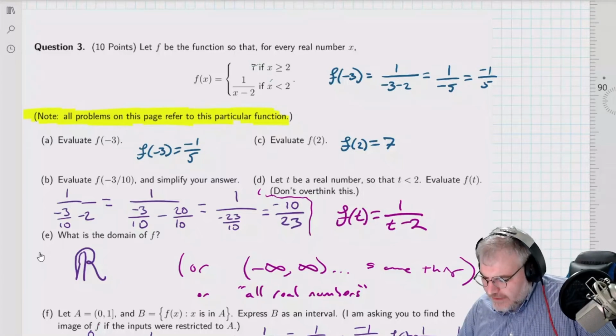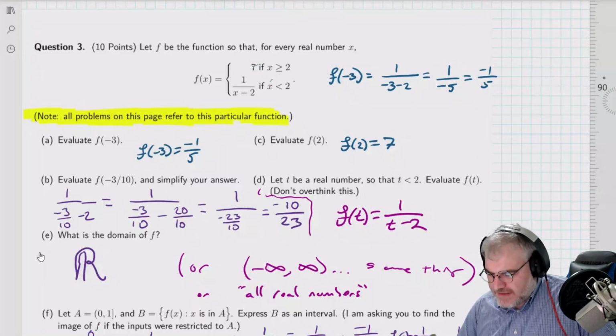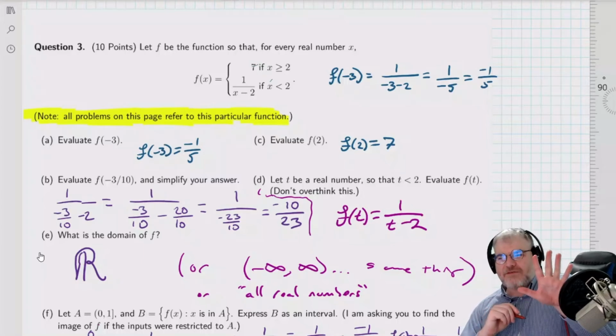Part D, f of t equals 1 over t minus 2. Well, t is less than 2, so I'll use this one here. I take t and I stick it in where x was, so I get 1 over t minus 2. 1 to 5, how do we feel about that one?